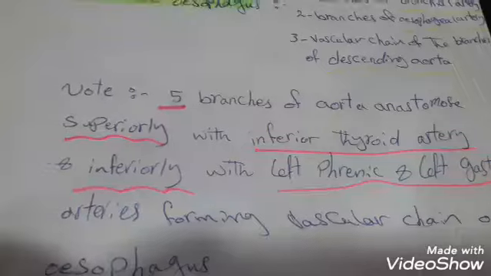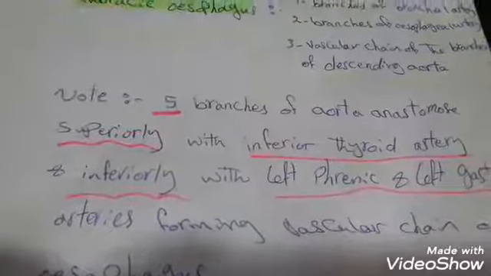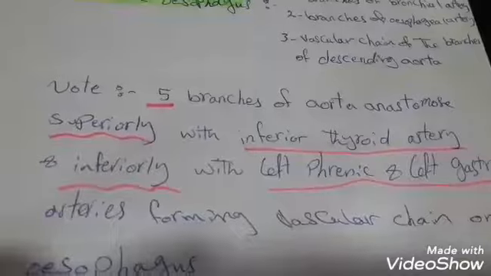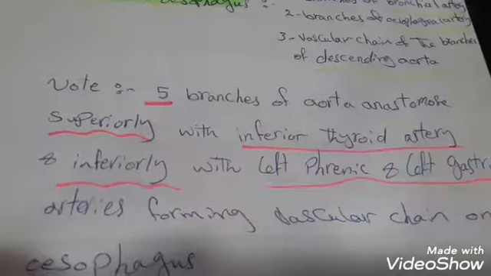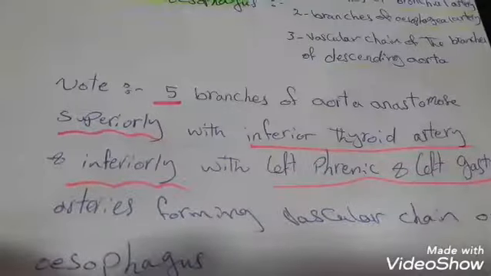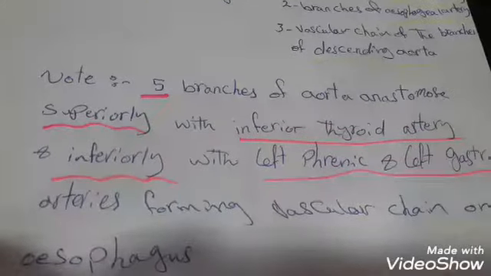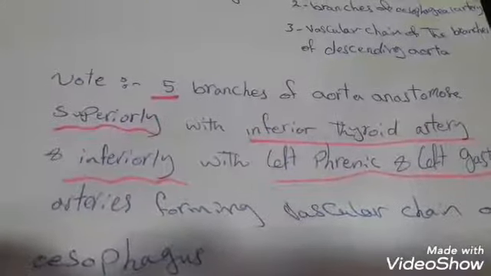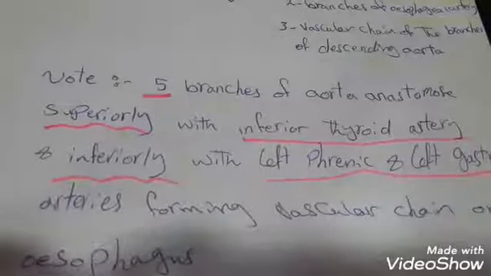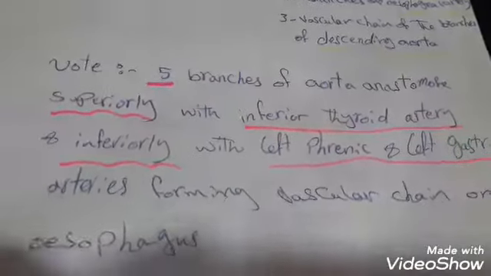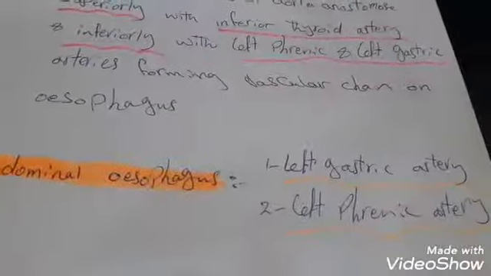About the vascular chain, they are formed by 5 branches of the aorta, anastomosed superiorly with the inferior thyroid artery, which, as we said, supplies the superior part of the esophagus, and inferiorly with the left phrenic and left gastric arteries, which supply the lower abdominal esophagus, and this will form a vascular chain on the esophagus itself. Abdominal esophagus is supplied by the left gastric artery and left phrenic artery.